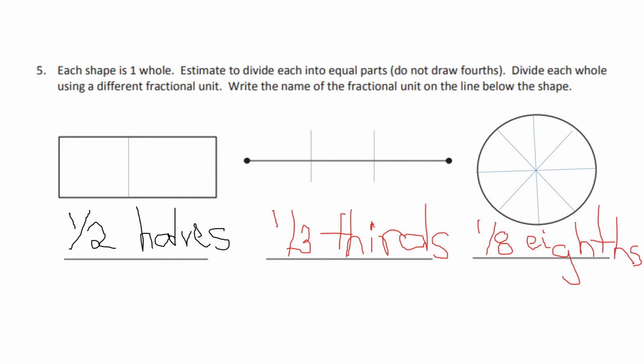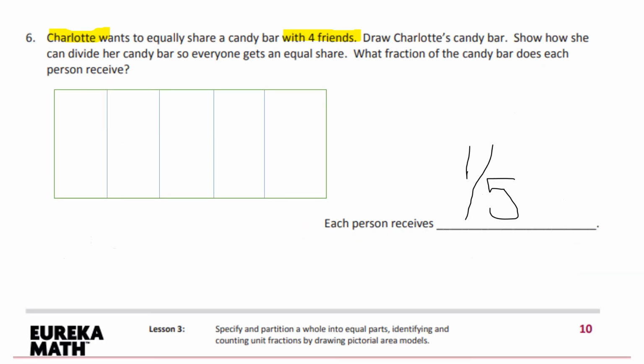Now we're going to the next problem, which is also our last one, so I'm doing this with you. So, Charlotte wants to equally share a candy bar with 4 friends. Draw Charlotte's candy bar. Show how she can divide her candy bars so everyone gets an equal share. What fraction of the bar does each person receive? So, if you look carefully, it says 4 friends and Charlotte. So that's not making it into 4, it's actually making it into 5 pieces.